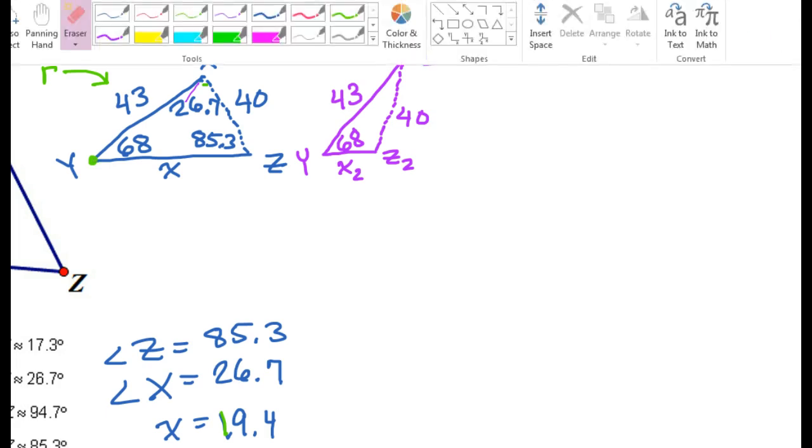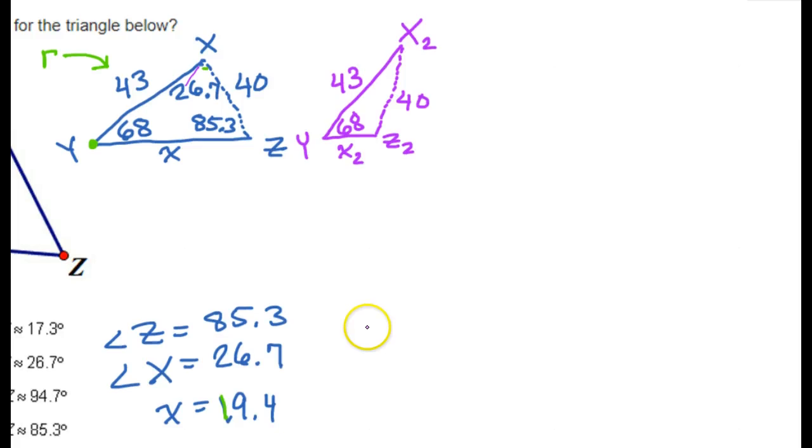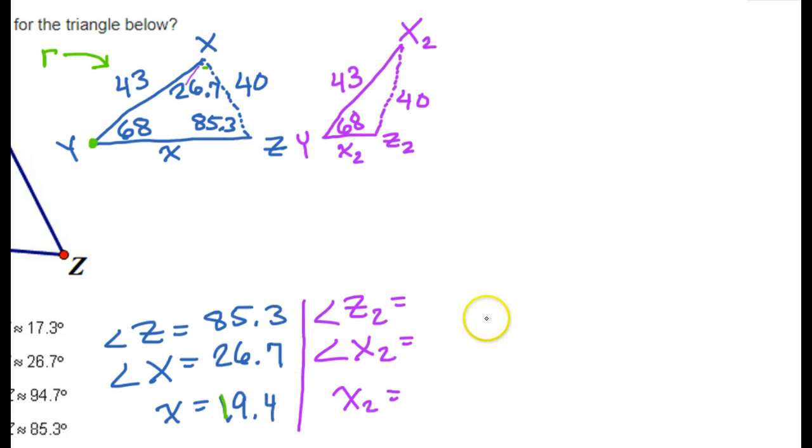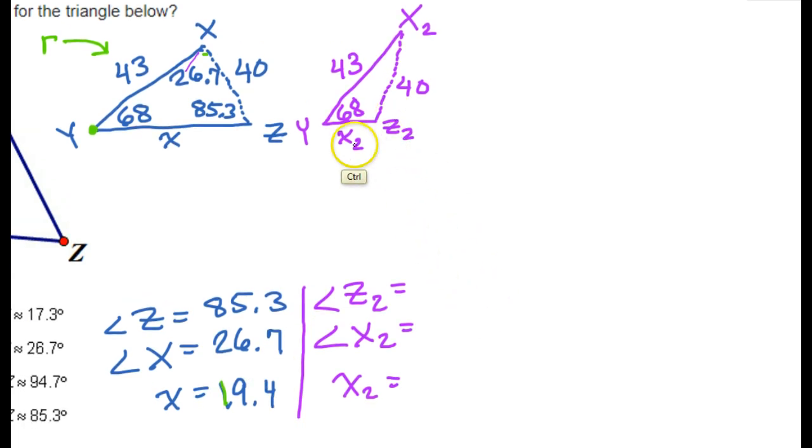Okay, so again, for the purple triangle now, I need to find the same stuff, but I will call this angle Z2. Alright, I need to find that. I need to find angle X2. And I need to find side X2. Alright, the same stuff, but for the purple triangle. Now here's the one trick. Most of this I will follow the same procedures that you just saw, except for the very first step.